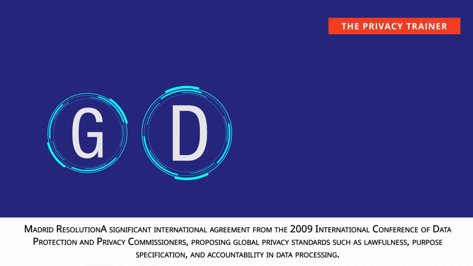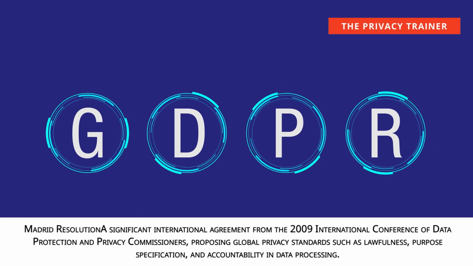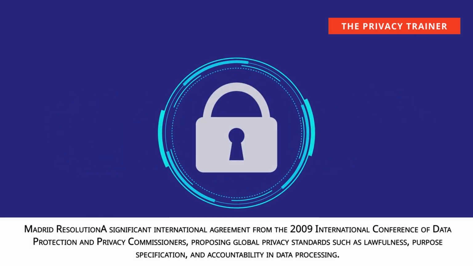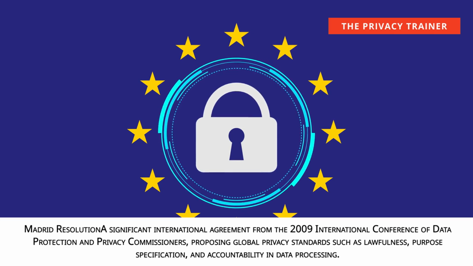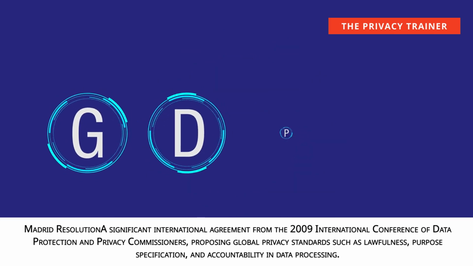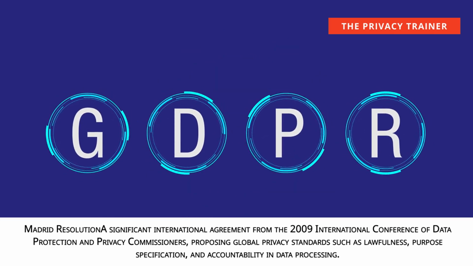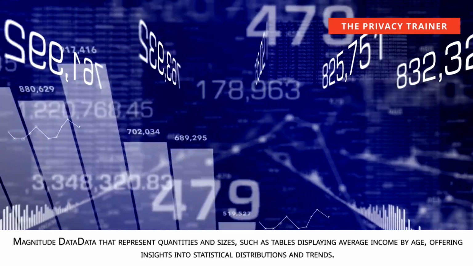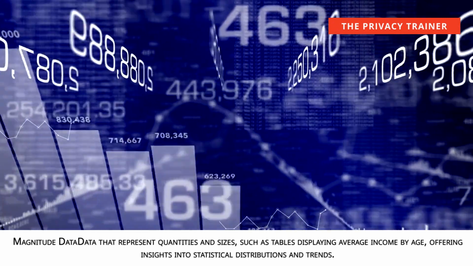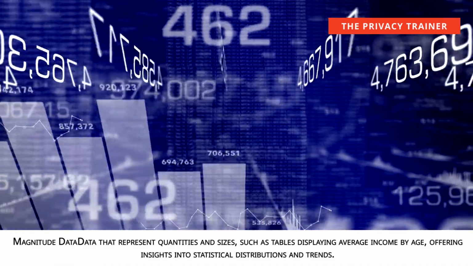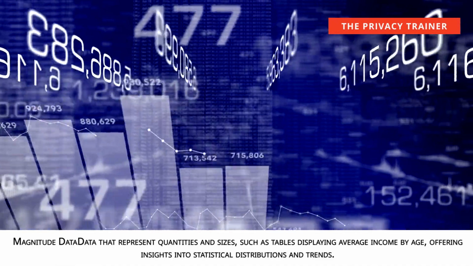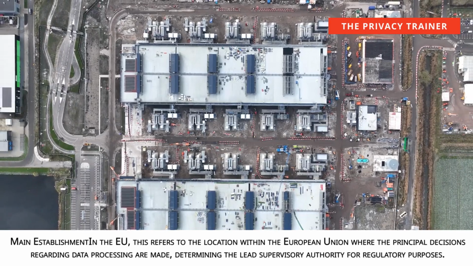Madrid Resolution, a significant international agreement from the 2009 International Conference of Data Protection and Privacy Commissioners, proposing global privacy standards such as lawfulness, purpose specification, and accountability in data processing. Magnitude data, data that represent quantities and sizes, such as tables displaying average income by age, offering insights into statistical distributions and trends. Main establishment in the EU.